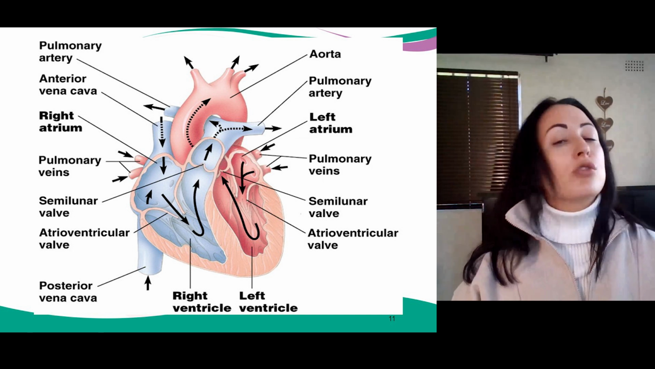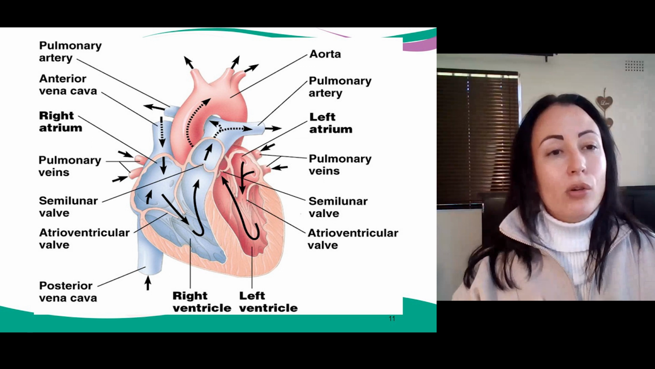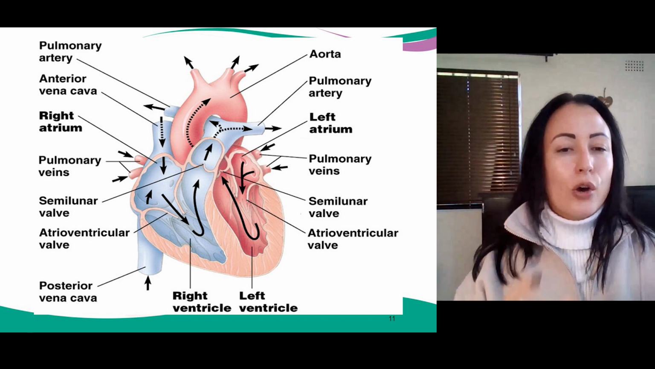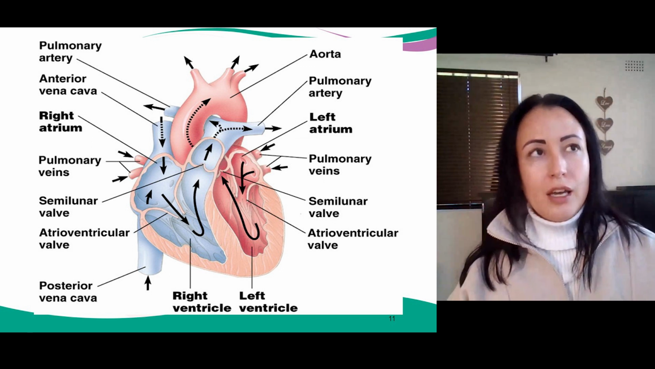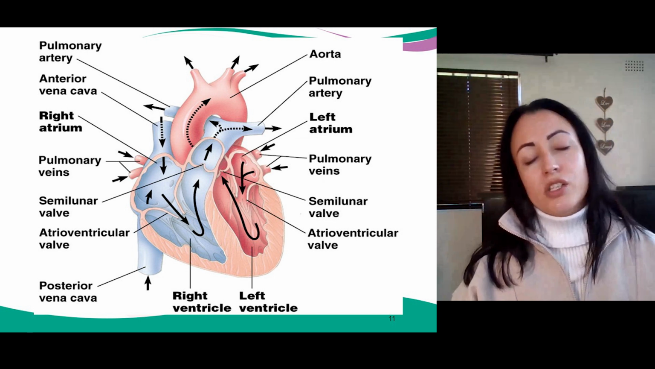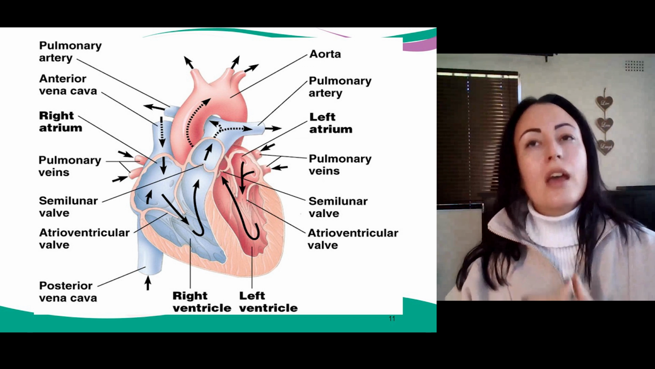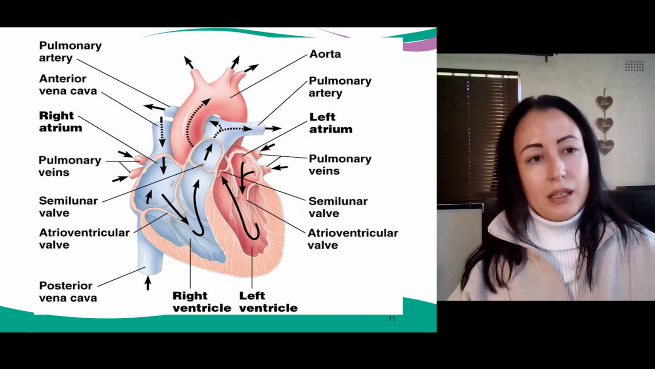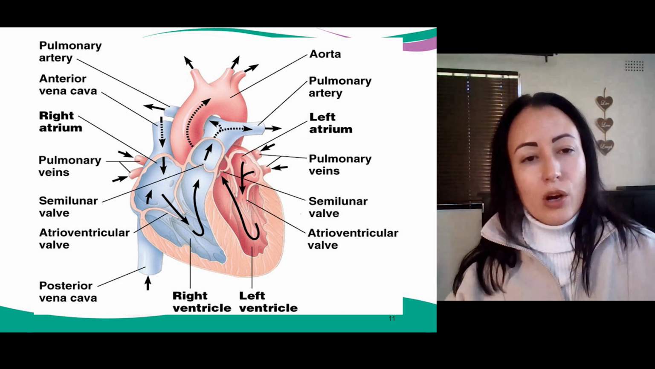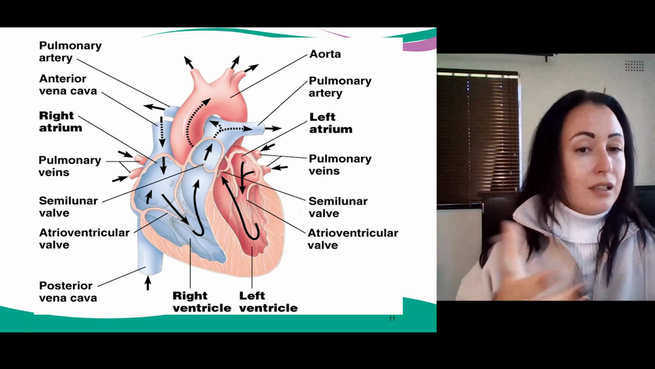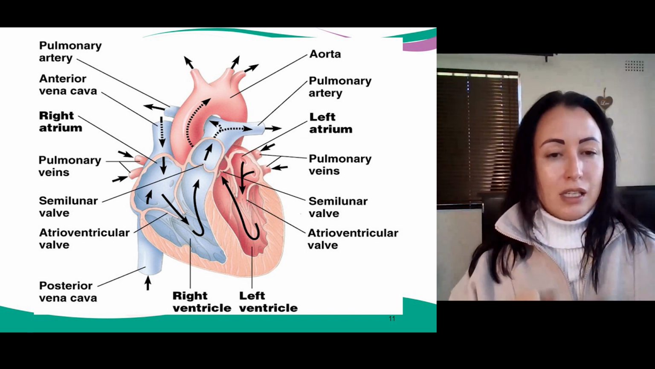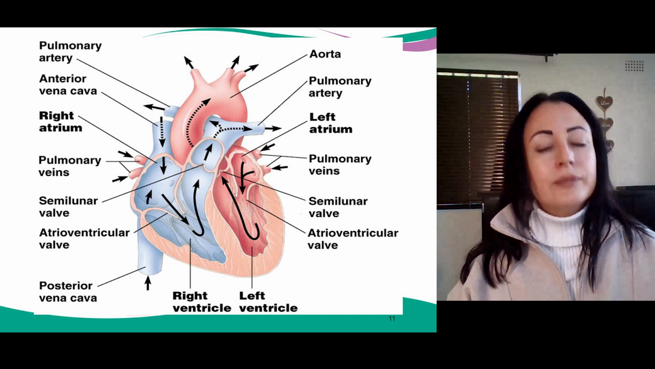Now, there's something special you must identify about this. A pulmonary artery is the only artery that carries deoxygenated blood, because all your other arteries, which I'm going to speak to soon, carry oxygenated blood. So the pulmonary artery is going to the lungs from the heart, and it's carrying deoxygenated blood.